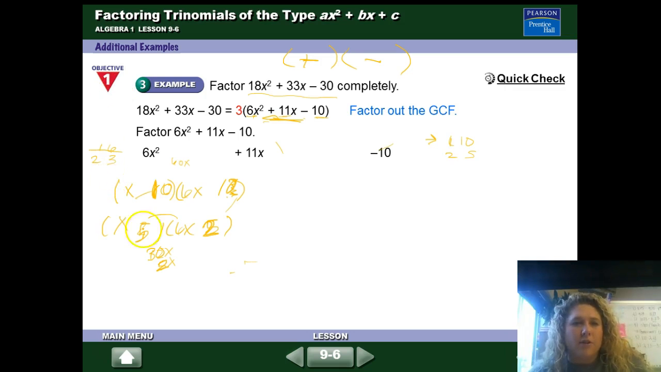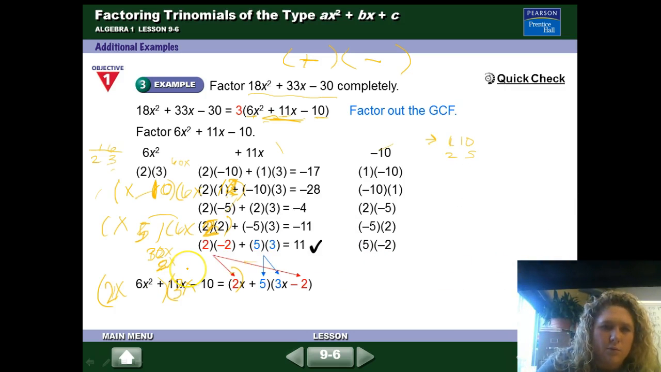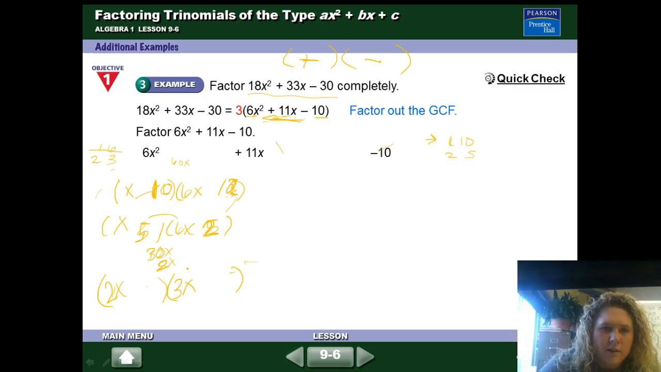My first terms being 1 or 6, that just doesn't work. Now, here I got 2 and 3. So let's start with my coefficients 2x and 3x. Plug in my terms here, 2 and 5 or 1 and 10. Now, we're going to find that we need to try. I'm going to start with the 2 and 5. You're just kind of working your way through.